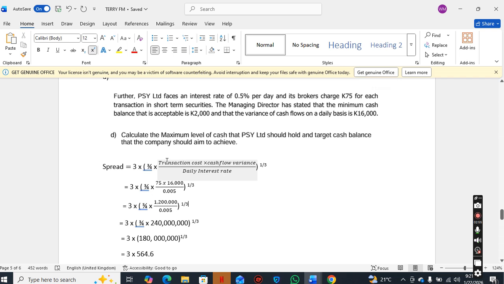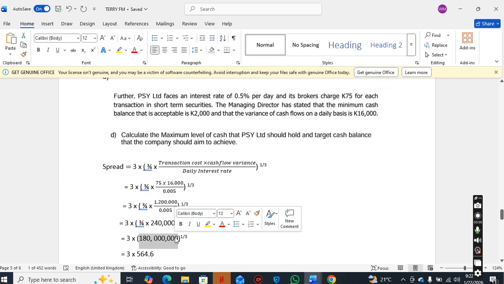So transaction cost 75 kwacha, cash flow variance 16,000, the daily interest rate 0.5%, which is just 0.005. Just divide this by 100. When you multiply 75 times 16,000, you get 1.2 million. 1.2 million divided by 0.005, you get 240 million. When you multiply 240 million by 3 quarters, you get 180 million.